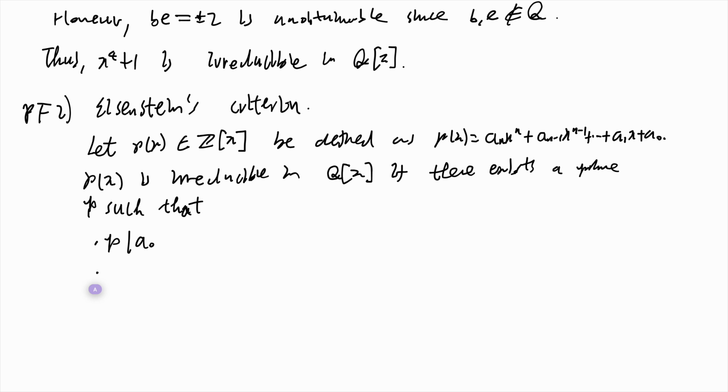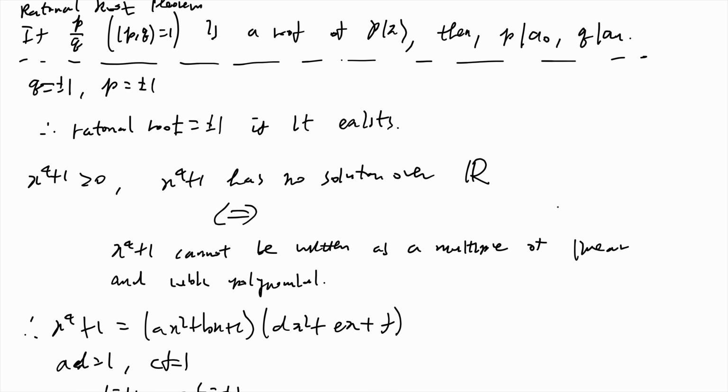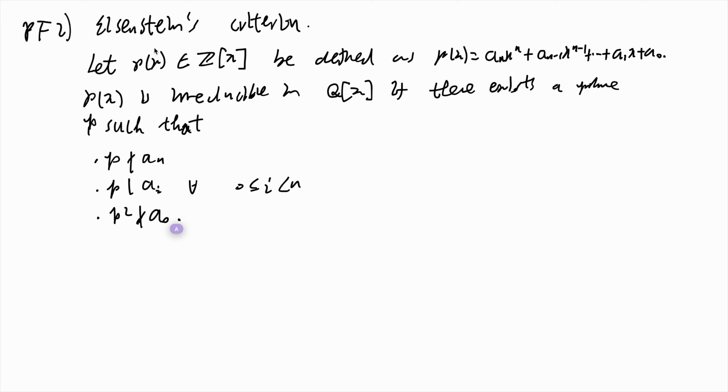Oh, what am I saying? Wait, is it right? P does not divide a sub n. P divides a sub i for all i, sorry, and p squared does not divide a sub 0. I think this should be right. Yes. So this is Eisenstein's criterion, and actually we know that this problem could be solved really easily if we just use Eisenstein's criterion, unlike our first proof. So let's use it.